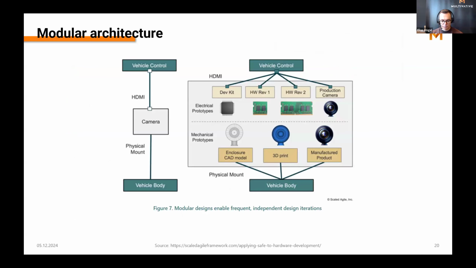Here we have an example of such a modular architecture. Here it's a camera with housing and electronics inside, and we can, for example, also have different stages in mechanical engineering and electronics engineering in parallel, and combine them in between and also at the end of the development phase.